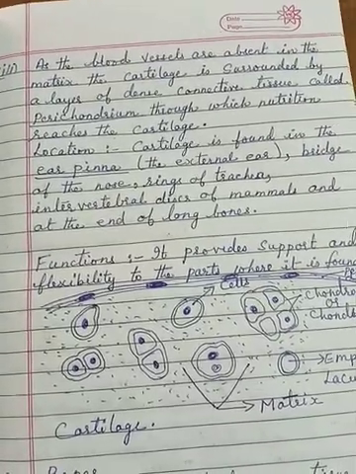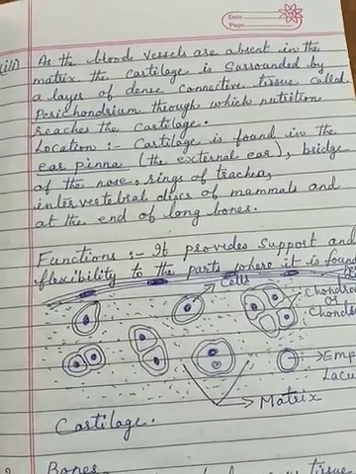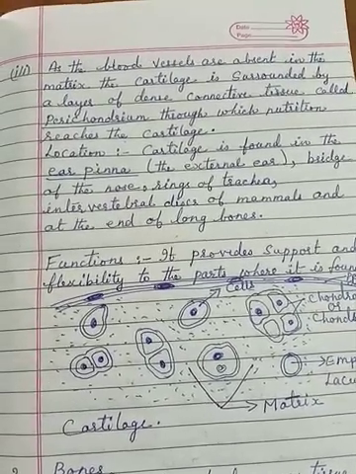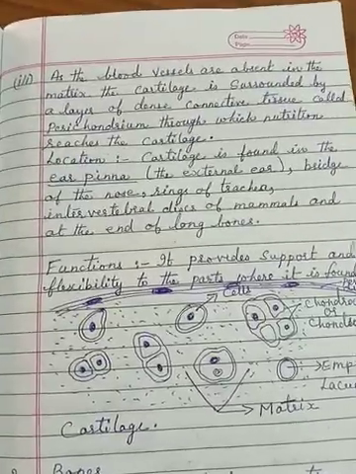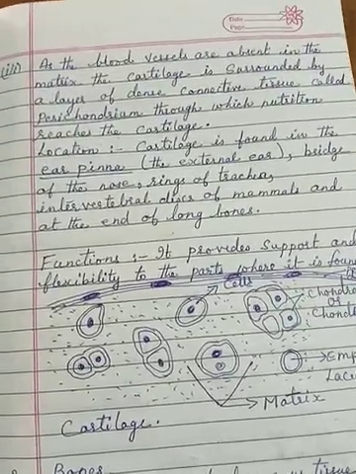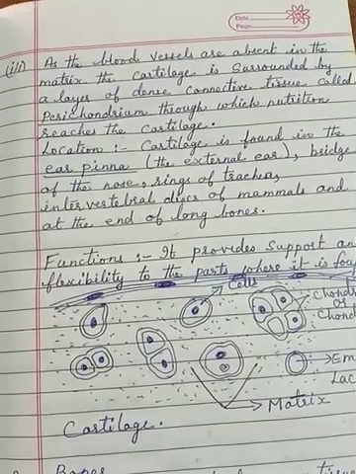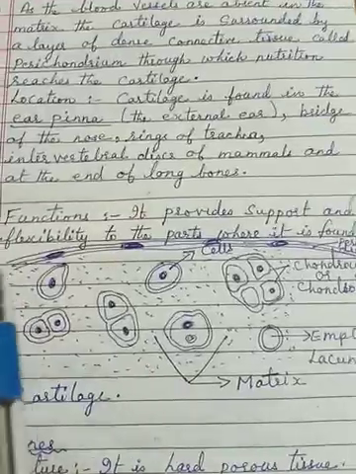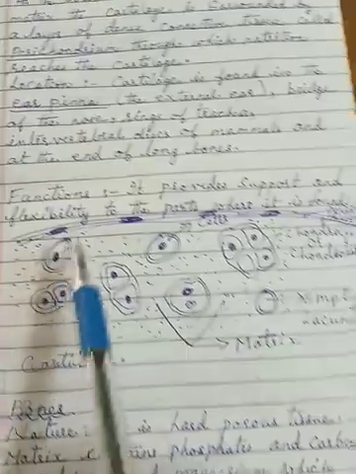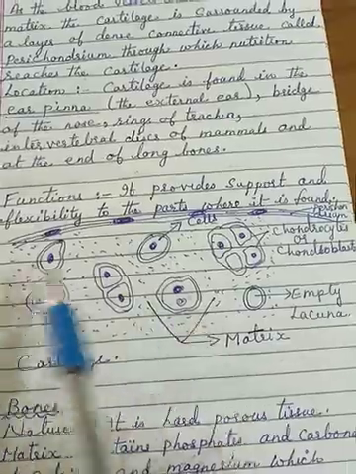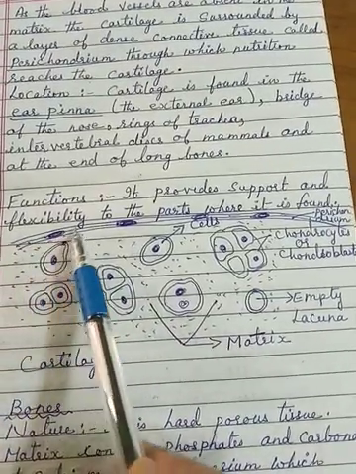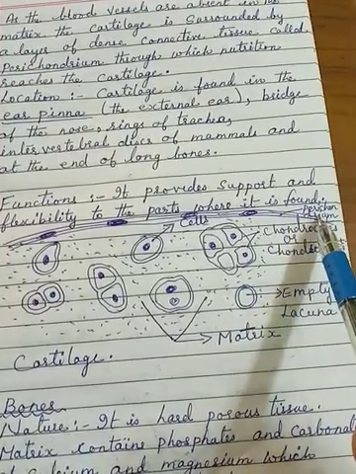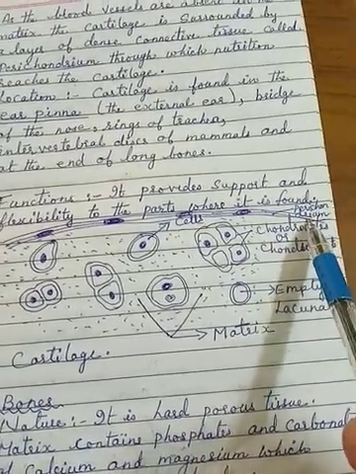The cartilage is surrounded by a layer of dense connective tissue called perichondrium, through which nutrition reaches the cartilage. Now see, as the blood vessels are absent, how will this cartilage get the nutrition? Here you can see in this diagram of cartilage, this cartilage is surrounded by a layer of dense connective tissue, and this layer is known as the perichondrium.